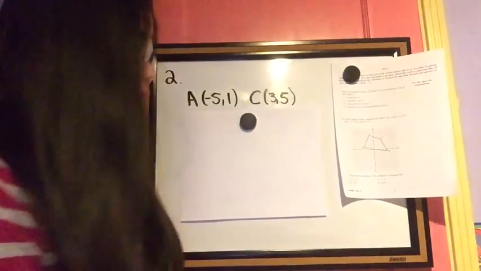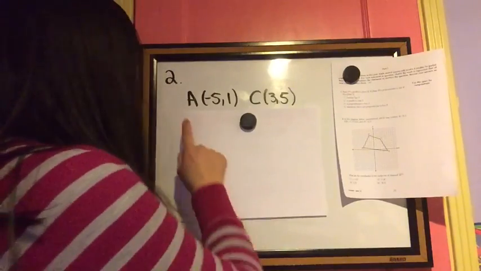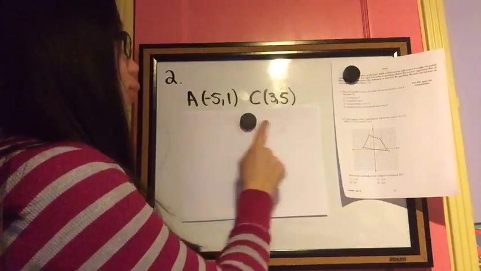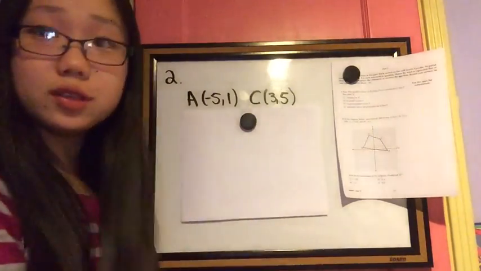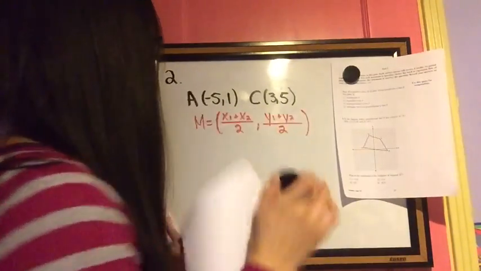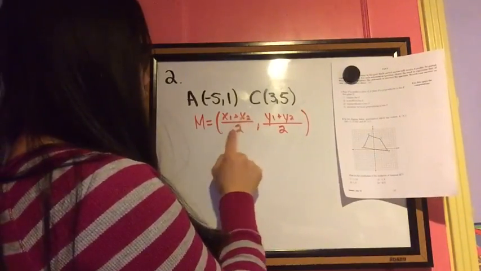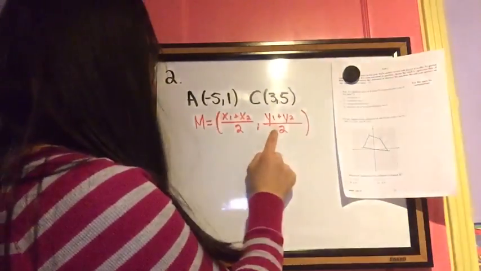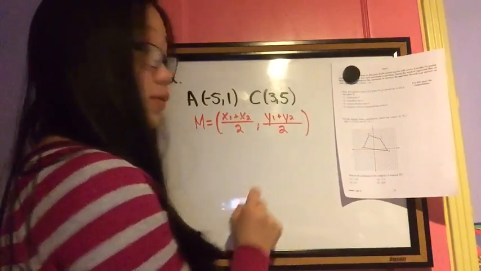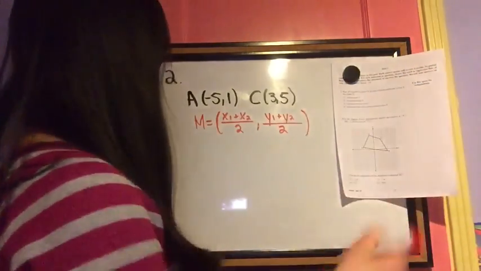Okay, so number 2 is asking us for the midpoint of diagonal AC. Point A is at -5, 1, and point C is at 3, 5. In order to find the midpoint of these two, we must use the midpoint formula. The midpoint formula is x1 plus x2 over 2 to find the x-coordinate, and y1 plus y2 over 2 to find the y-coordinate. So now we have to plug this in.